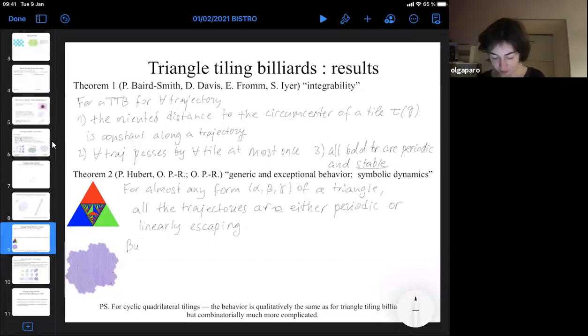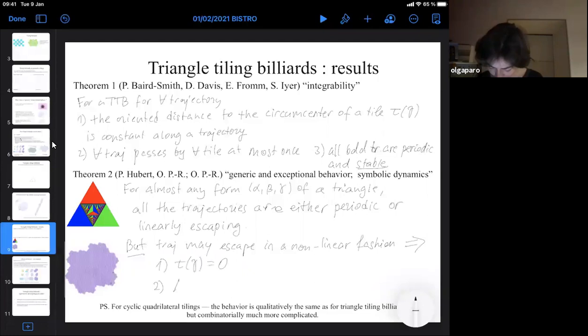But something else also happens. Trajectories may escape in a non-linear fashion. And this fashion can be quite complicated and we actually don't understand it completely even today. But they can do it only if, first, they have to pass by the circumcenters of the tiles. And second, the forms of the triangles, alpha, beta, gamma, have to belong to some very precise set of measure zero. And actually, Hausdorff dimension smaller than two. And you can be much more precise on Hausdorff dimension. And not to be mysterious, the set is exactly the Rauzy gasket.